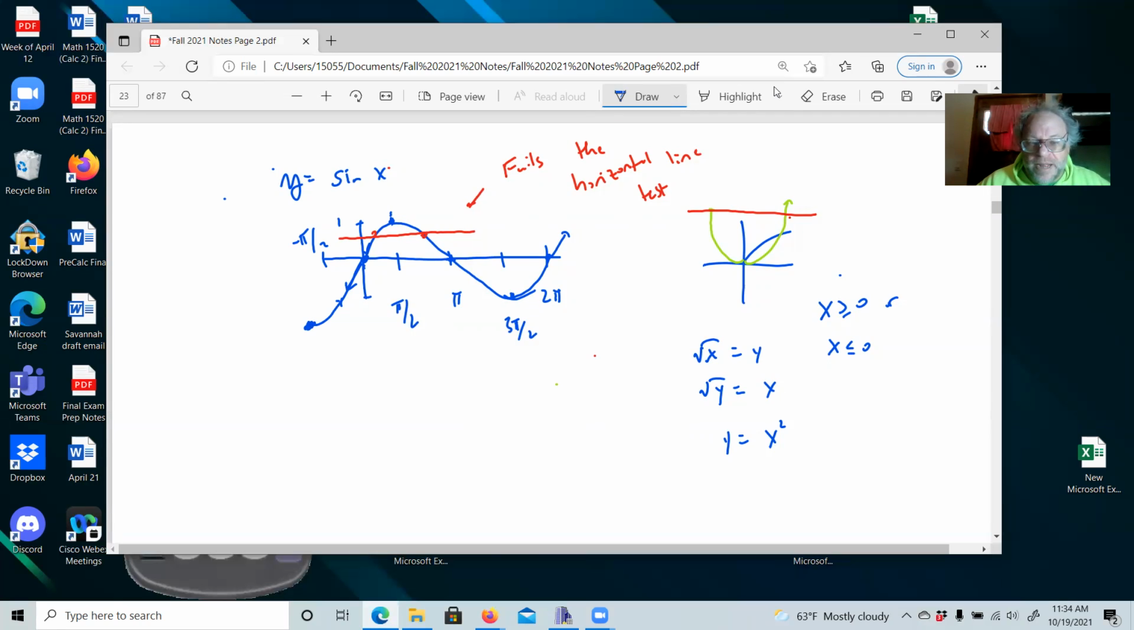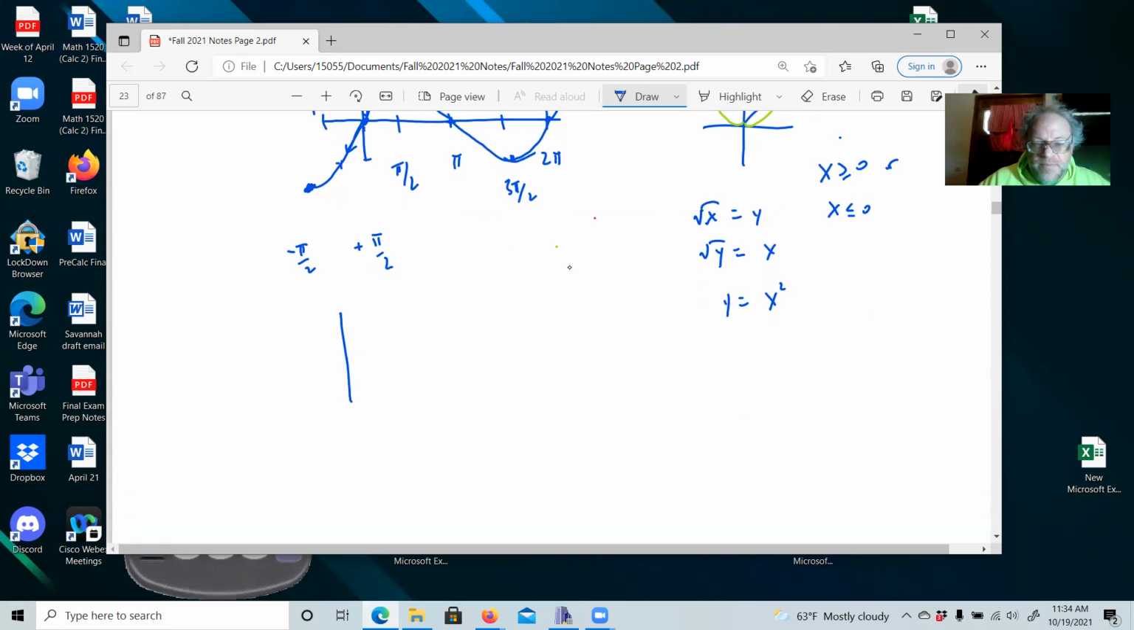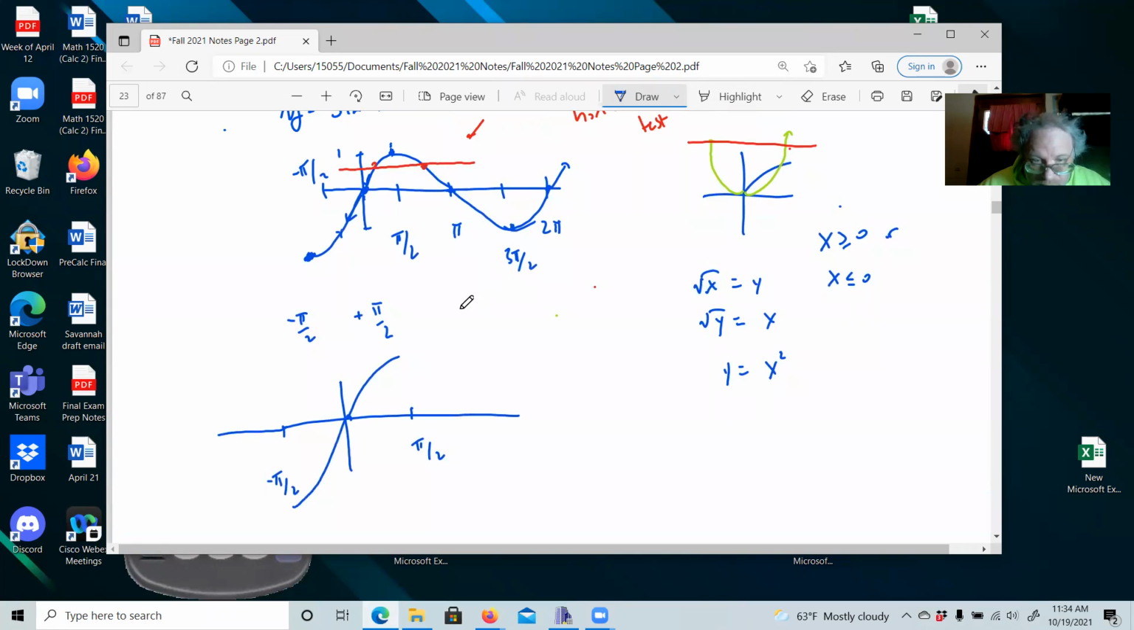So if we restrict our domain of sine between negative pi over 2 and positive pi over 2, then the graph we're going to see, here's pi over 2, here's negative pi over 2, is going to be here and here. So we have a one-to-one function now, it passes the horizontal line test. So now we can have an inverse.